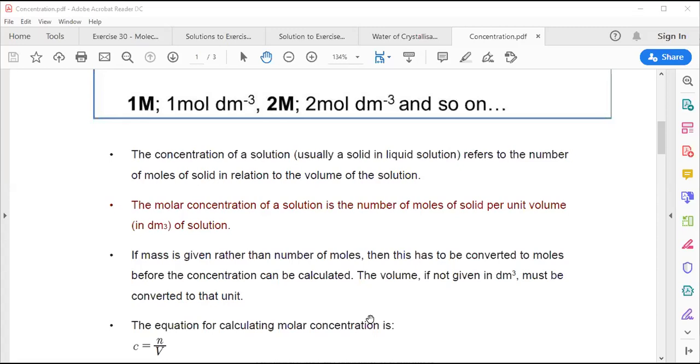So you must know this. Cubic centimeter is the same as milliliters. Cubic decimeter is the same as liters. So those are the ones that we normally use most of the time. We use milliliter, and milliliter is cubic centimeter. Cubic decimeter is your liter.